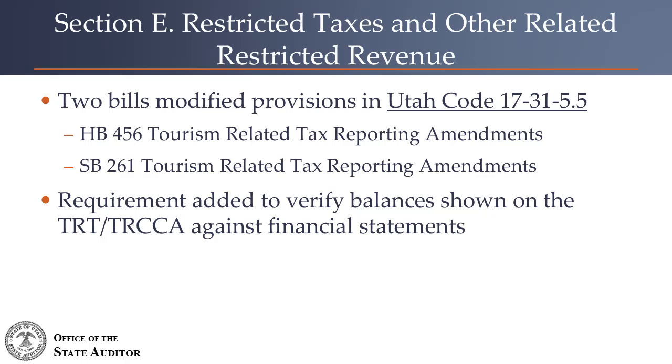During the 2025 state legislative session, HB 456 and SB 261 passed and modified provisions of Utah Code Section 17-31-5.5. This code section governs the report that counties are required to submit detailing their transient room tax, or TRT, expenditures, and their tourism, recreation, cultural, convention, and airport facilities tax, or TRCCA, expenditures. As of July 1, 2025, counties are required to include a breakdown of these expenditures in their annual financial report.